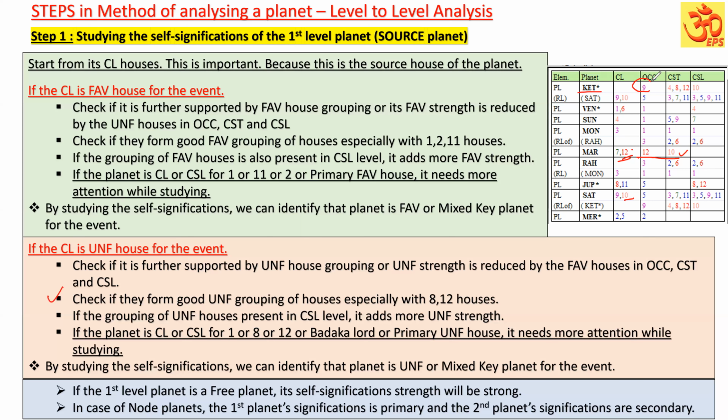Suppose you take Ketu. Ketu is occupying 9th house, but star lord for 4, 8, 12 and 10th sublord. So 4, 8, 12 grouping is there. So it has got favorable house, but not supported at the CST and CSL, but it is having unfavorable houses with 8 and 12. So it means unfavorable strength is increased. If the grouping of the unfavorable house is also present in CSL, it adds more unfavorable strength. Suppose unfavorable house is present in the CSL, it is going to be more unfavorable.